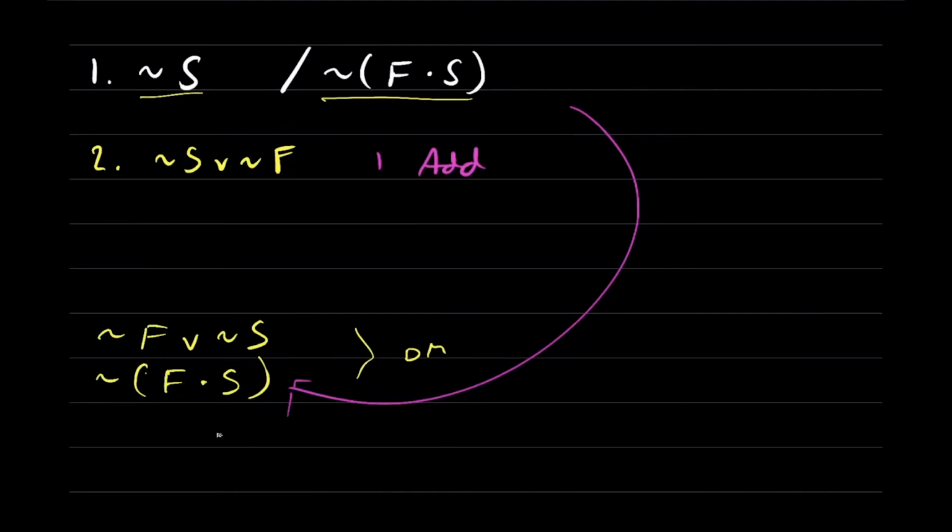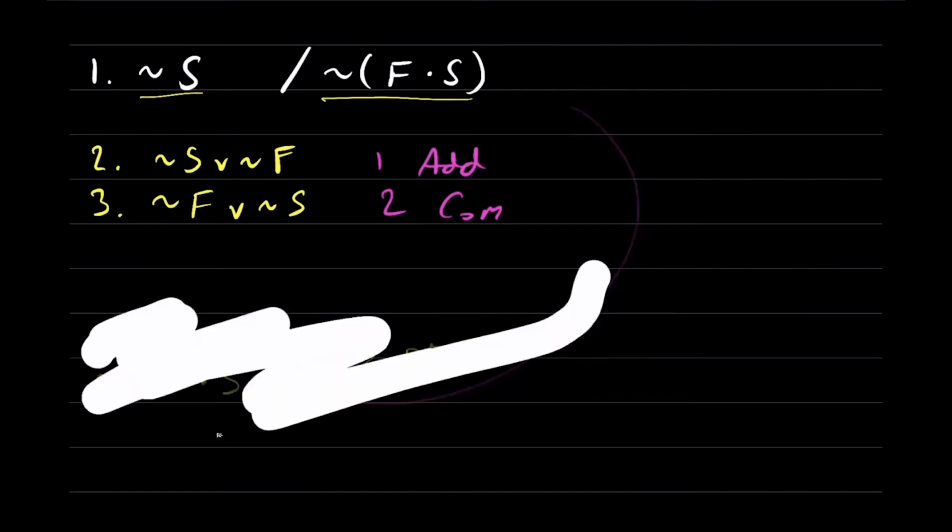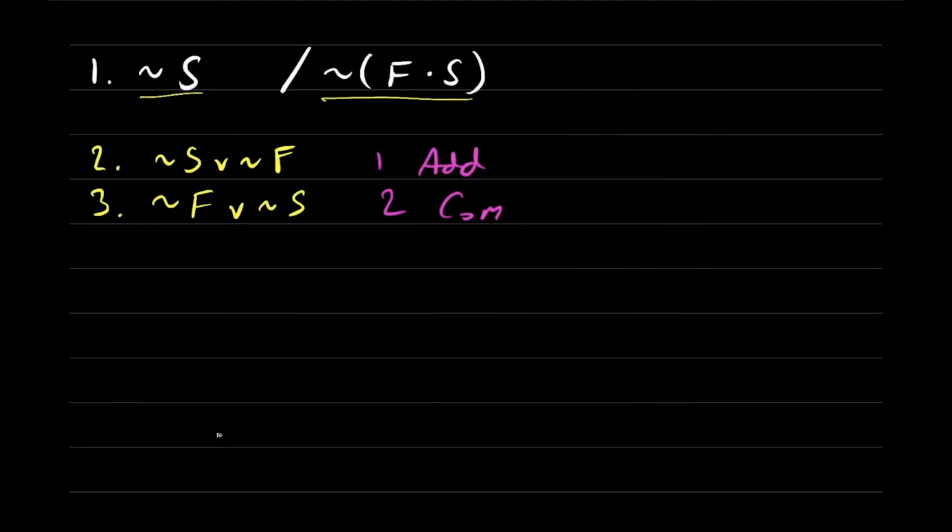Well, if we have not S or not F, we can just reverse the order of that disjunction using the commutativity rule, one of the new rules that we have for this week. That's going to be equivalent to not F or not S. So that would follow from line 2 by commutativity, COM. I'm going to do just a little bit of cleanup here. Whenever you work backwards like this, sometimes this is scratch work. And you'll go, okay, now I know exactly what I need to do to complete this proof. So I'm going to erase all this scratch work and complete the proof.